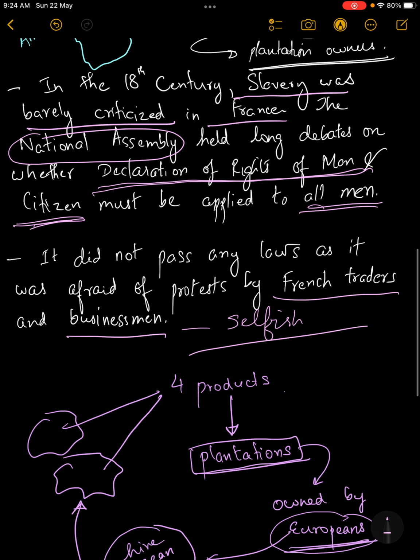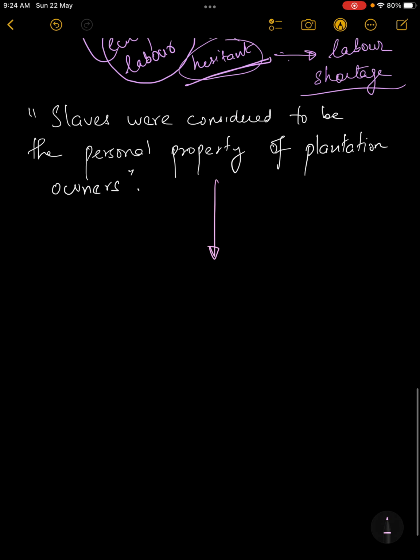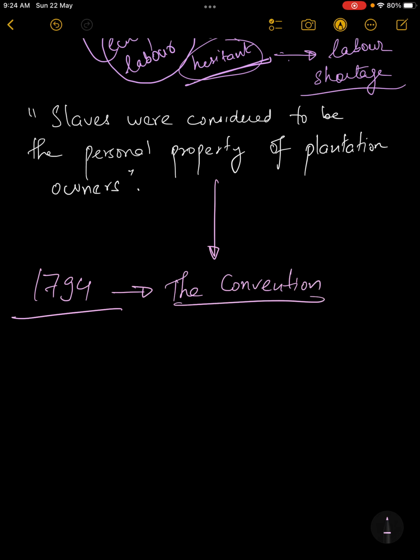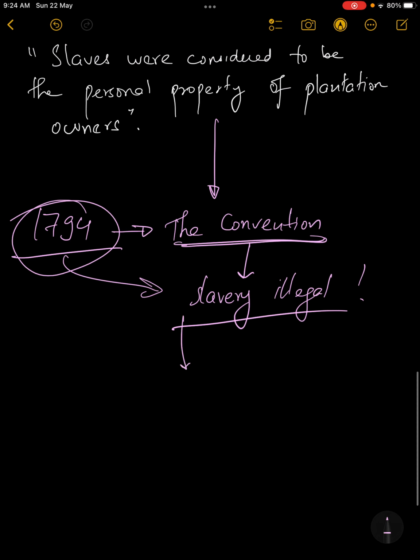Fair enough. So eventually what happened was, in 1794, during the Reign of Terror, the Convention passes a law finally and declares slavery to be illegal. The Convention passes a law in 1794 which declares slavery to be illegal, but the problem is that this is a very short term measure. I will explain why it is a short term measure.